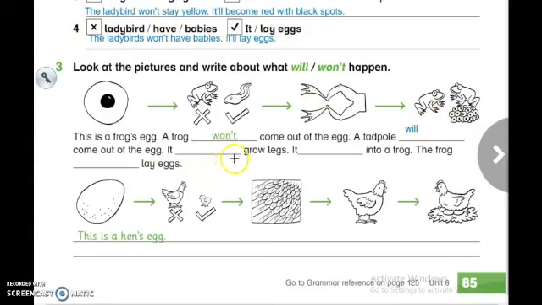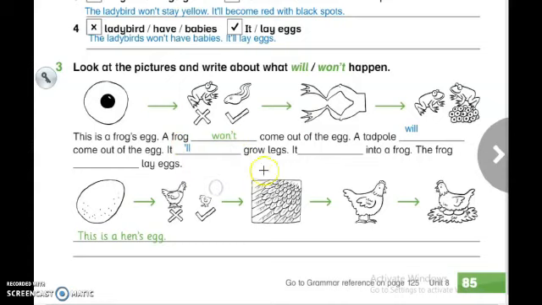It, and here we have a space and we have to use will or won't. It'll grow legs. As you can see here, we have legs. So here we have to write will. It'll grow legs.